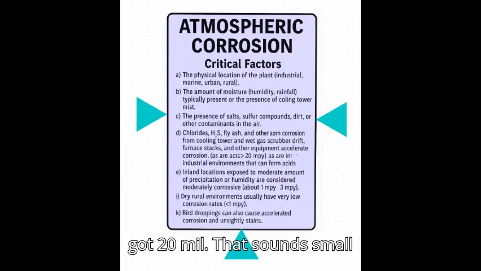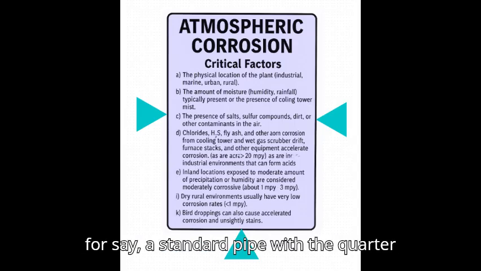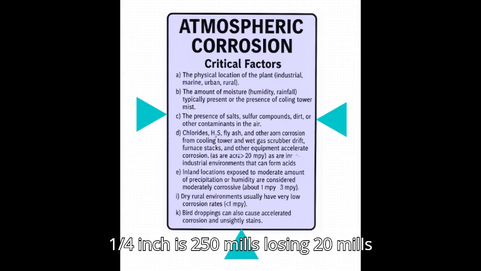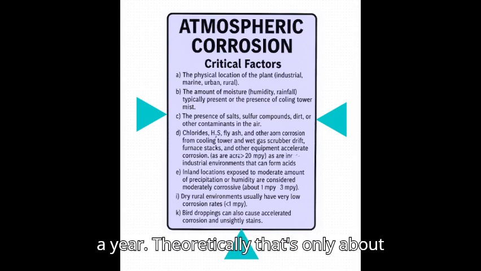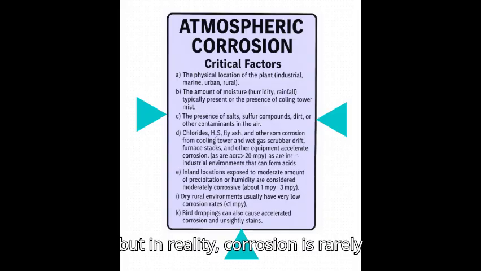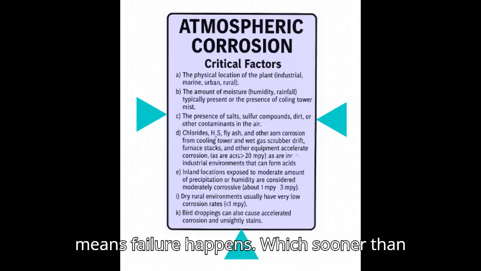Okay, 20 MPY. That sounds small numerically, but what does that actually mean for, say, a standard pipe with a quarter-inch wall? That's where it gets serious. A quarter inch is 250 mils, losing 20 mils a year. Theoretically, that's only about 12 and a half years before it's gone completely. But in reality, corrosion is rarely perfectly even. Localized attack, pitting, means failure happens much sooner than that.